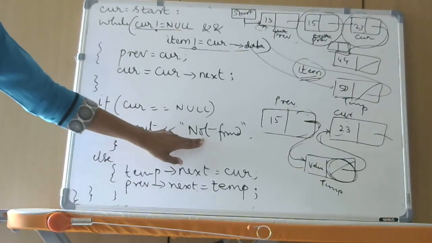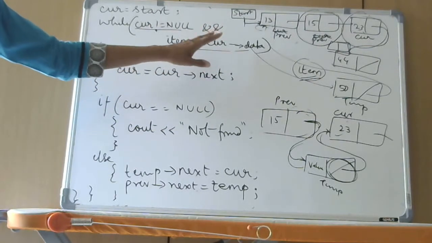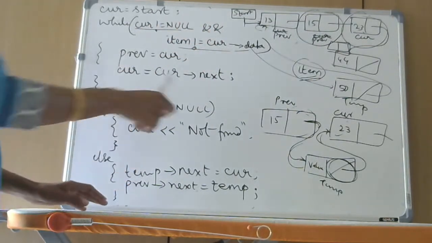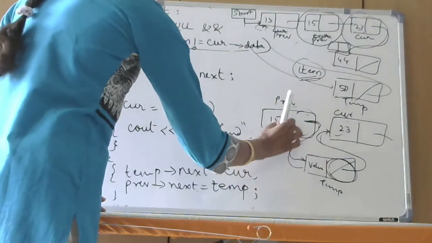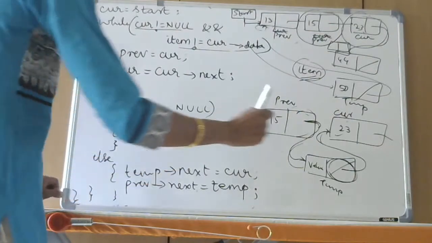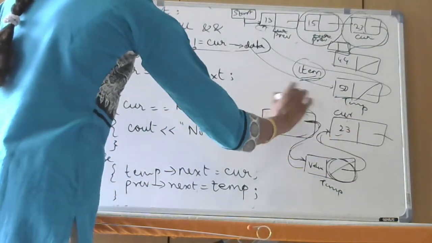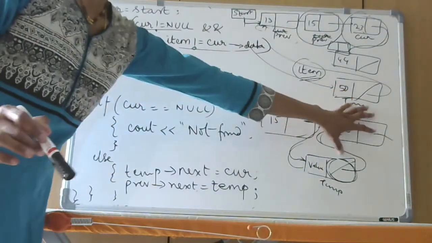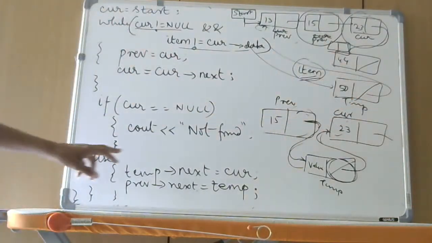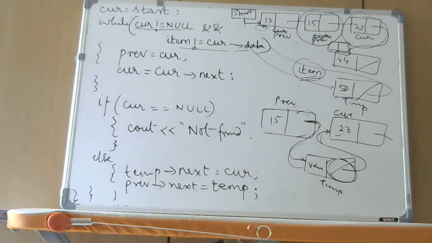That's why we have written element not found. If this condition is satisfied, that is item is equal to current of data, that's why you have come out of it. That means I want to insert before this position. So temp should come in between 15 and 22. So how do I write this? Temp of next will become current. That's why we took two pointers, because we should be able to access these two nodes, previous and current. So temp of next will become current, previous of next will become temp.